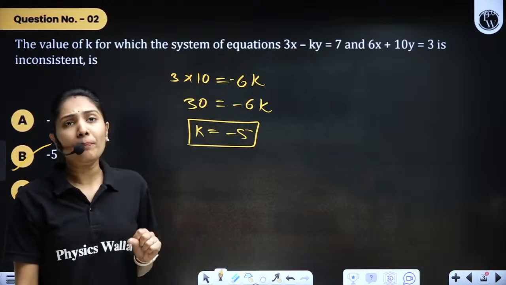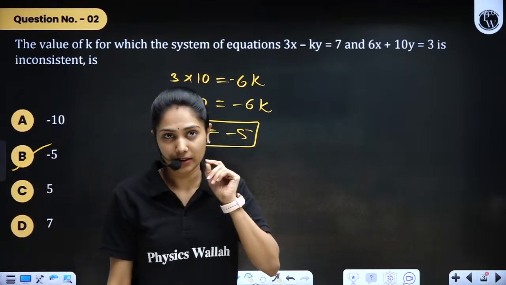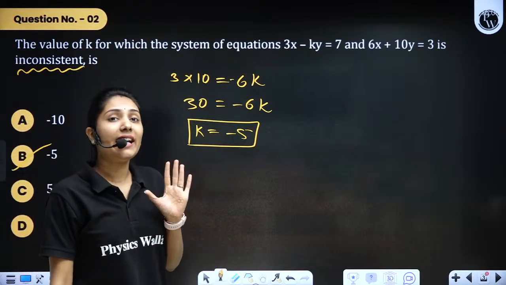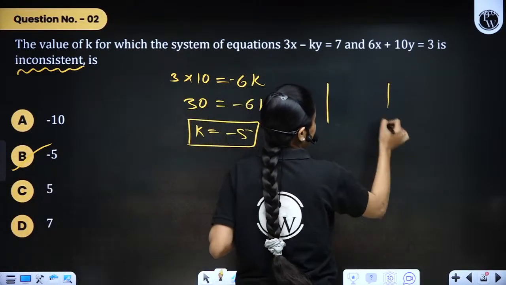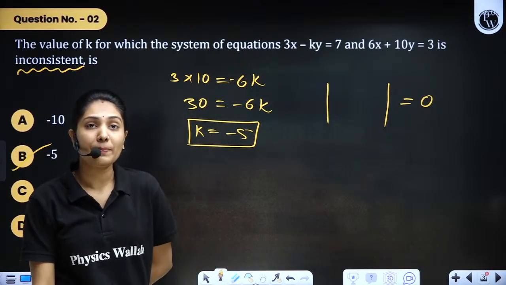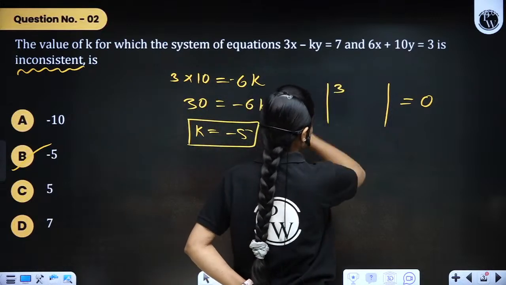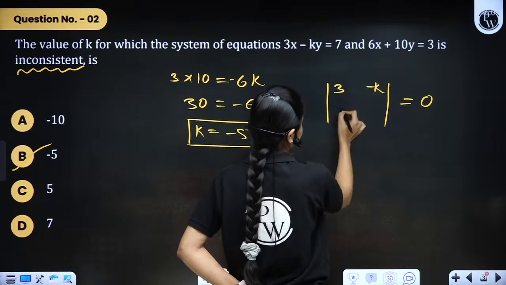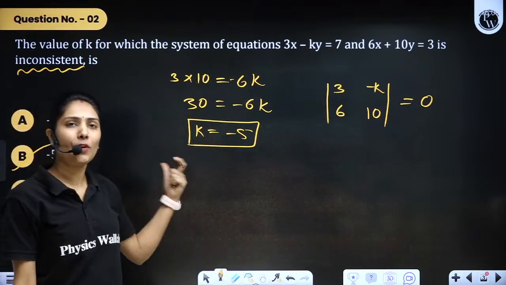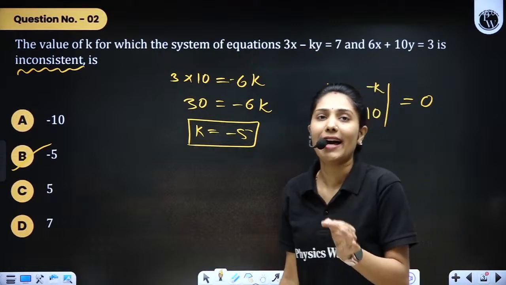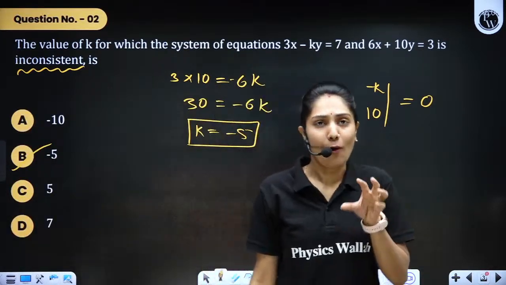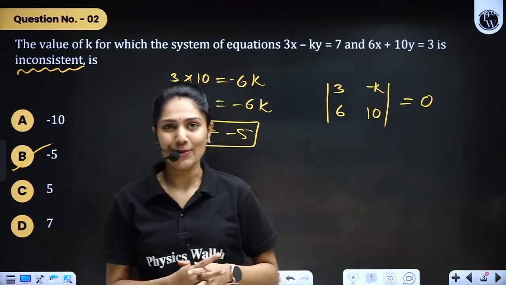Apart from that, if I use the determinant method, we know that whenever the system of equations is inconsistent, the determinant of coefficients is equal to 0. The determinant of coefficients just has the values 3, minus k, then 6 and 10. If you solve this determinant, you'll get the same value, and from that also you'll be able to calculate the value of k, which is minus 5 here. So this is also a way to solve such questions.